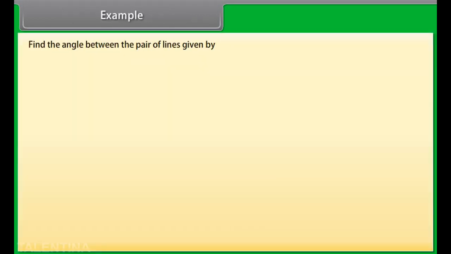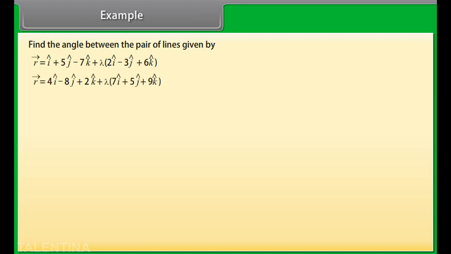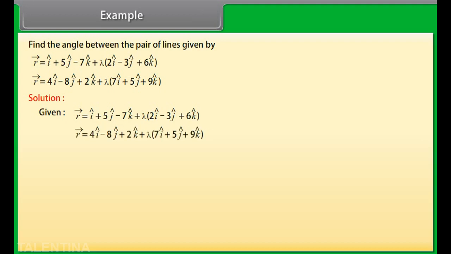Example. Find the angle between the pair of lines given by vector r equals i plus 5j minus 7k plus lambda(2i minus 3j plus 6k), and vector r equals 4i minus 8j plus 2k plus mu(7i plus 5j plus 9k). Solution. Given vector r equals i plus 5j minus 7k plus lambda(2i minus 3j plus 6k), and vector r equals 4i minus 8j plus 2k plus mu(7i plus 5j plus 9k).